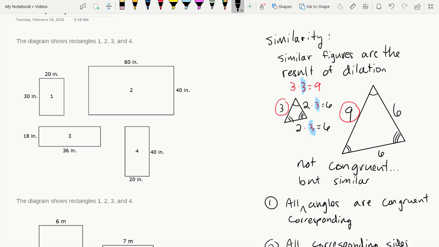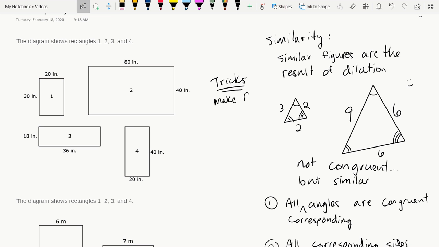So everything needs to be multiplied by the same number. If one side is 3 times the length of its corresponding side, all the sides have to be 3 times the length of their corresponding sides. Now these two are similar. We got it. There are a couple of tricks you can do to check and see if two things are similar, and the tricks are all about making fractions.